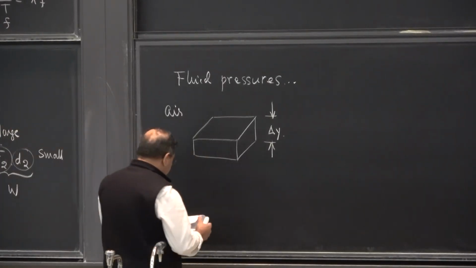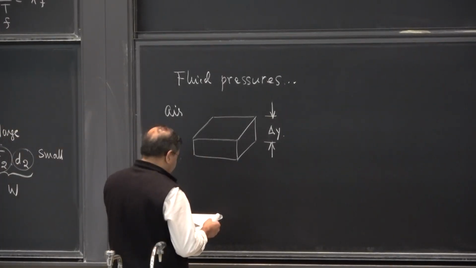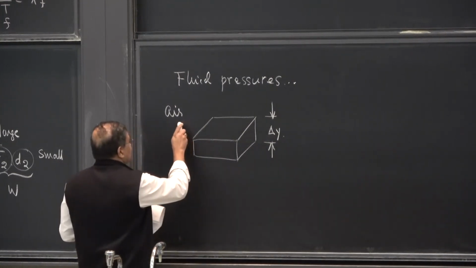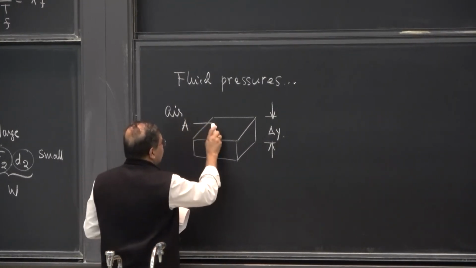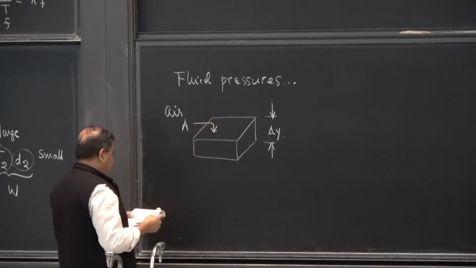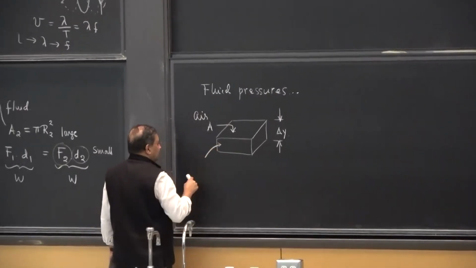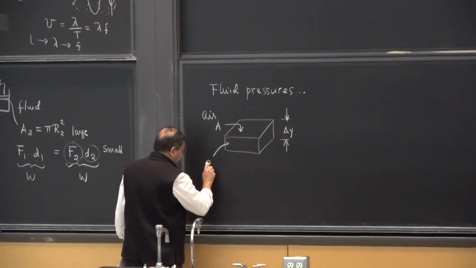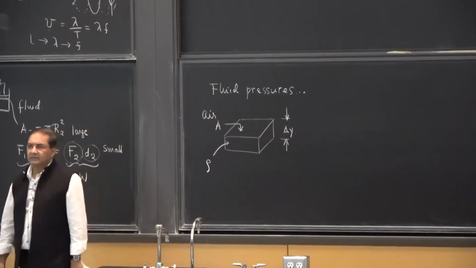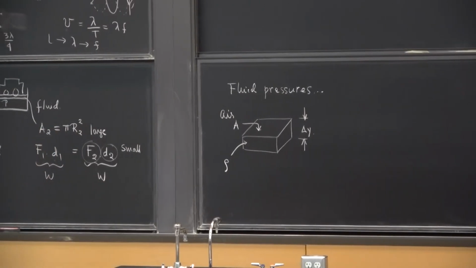So you can see that there are all kinds of forces that will be acting on the slab. Let's say there's an area associated with the slab that I can define, A. And let's say there is a density associated with the fluid here, which I can describe by the standard symbol for density, rho.